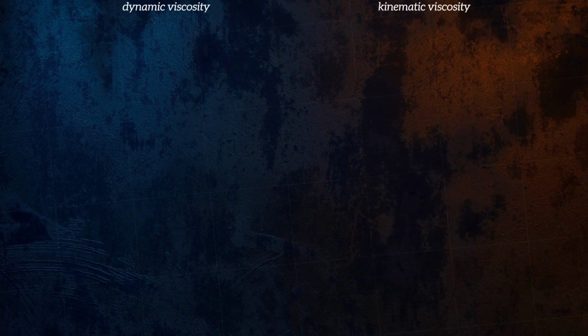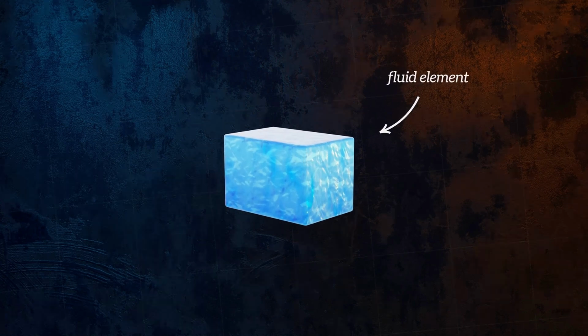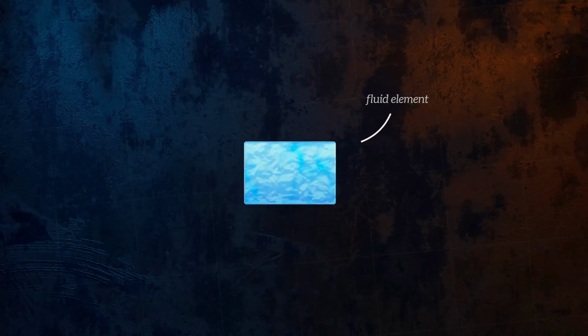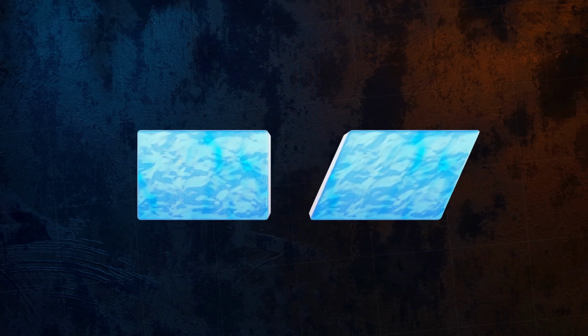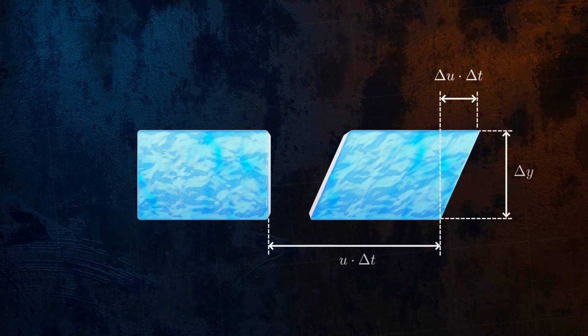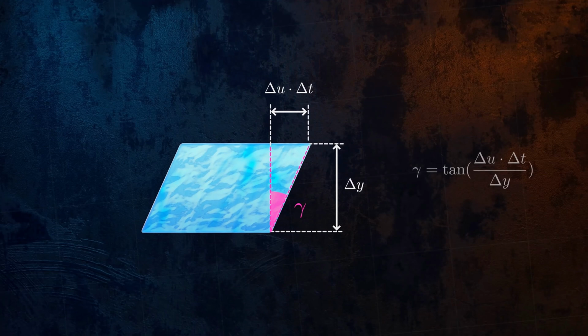Let's look at how a small fluid element like this one will deform as it flows. If du over dy is positive, the upper surface will move faster than the lower surface, and so over a time period, delta t, the upper surface will travel further by a distance equal to delta u times delta t. This generates a shear strain that we can calculate using trigonometry and the small angle approximation. By rearranging, we can see that the slope of the velocity profile is equivalent to the rate at which the shear strain is applied.